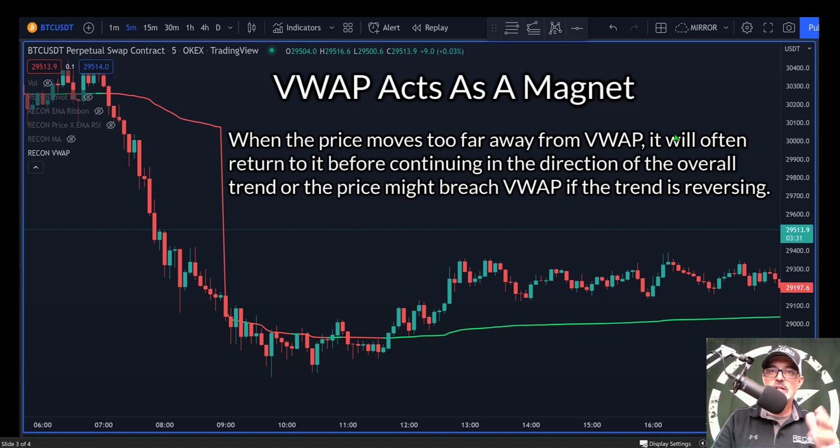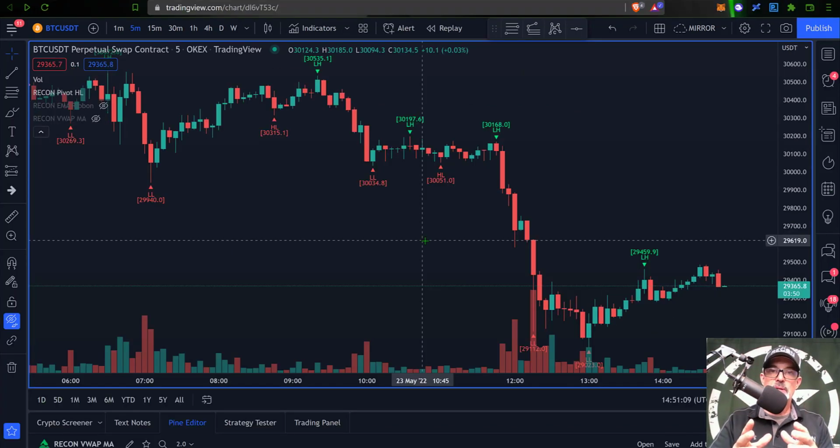So that's enough jaw jacking. Let's jump over to the charts and take a look at a couple different strategies. For starters, the VWAP indicator is used by day traders, and we typically use smaller time frames like your 5-minute, your 3-minute, or your 1-minute candles. I typically use VWAP for the most part on the 5-minute chart.